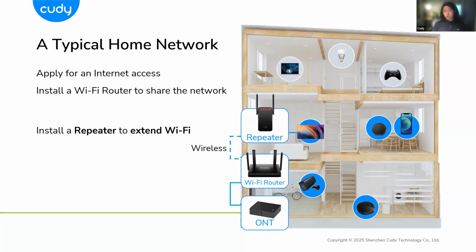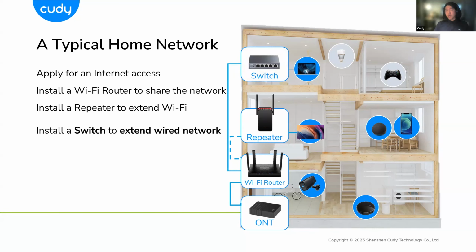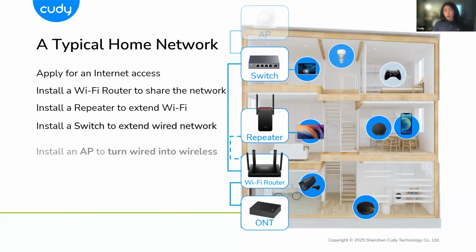What about the third floor? We can add another repeater, but two jumps will sacrifice performance significantly. So our recommendation is to add a switch, which extends the network using an Ethernet cable. The third floor has an optimal network, but only in wired format. So we need to transform the wired connection into a wireless one. We are going to use an access point. Now the whole home is connected and covered with full-bar Wi-Fi signal.